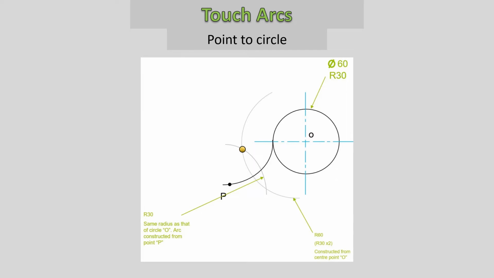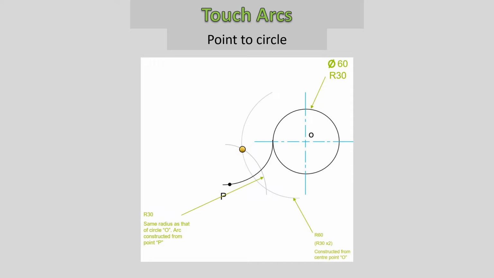The first example that we're referring to is the point to a circle, where we have a given point away from the circle that has been provided. In this case, we have a point P and a circle O, and we need to get the touch arc that's going to go through the point P and going to flow into the outer edge of circle O.